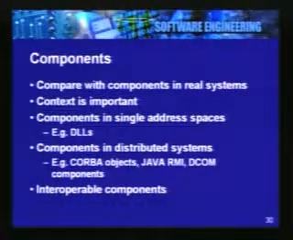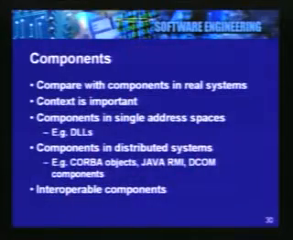Compare this term with components in real systems. What happens to components in real systems? For example, you have a circuit board, you have a circuit, and there are many components. You can remove a component, you can plug in another component which is of the same kind, and the circuit will work. So in a given context, a particular entity can be a component. So context is very important.